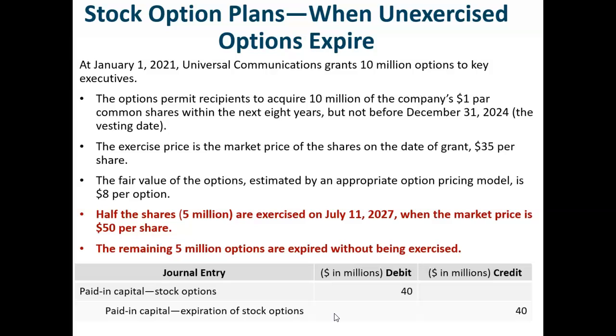Let's assume in our example that no more options were exercised after the 5 million shares exercised on July 11th, 2027. Therefore, when the remaining 5 million options expire, the company will debit paid-in capital-stock options, $40 million, to zero out that account balance, and credit paid-in capital-expiration of stock options, $40 million. In effect, we simply rename the paid-in capital attributable to the stock option plan with paid-in capital-expiration of stock options. Also, no entry is made to change compensation expense already recorded for the 4 years of service.